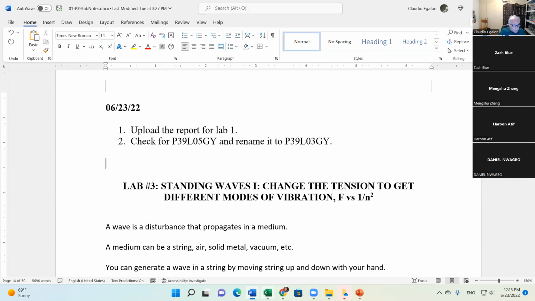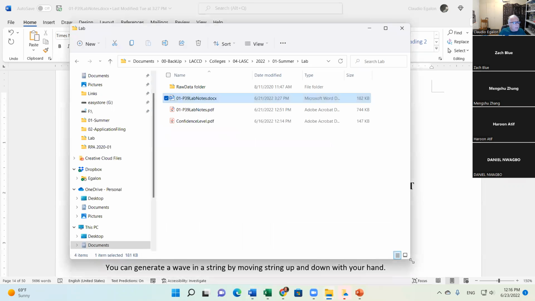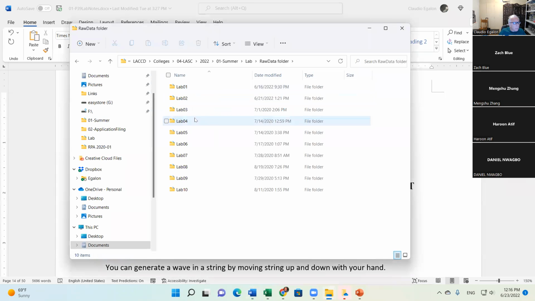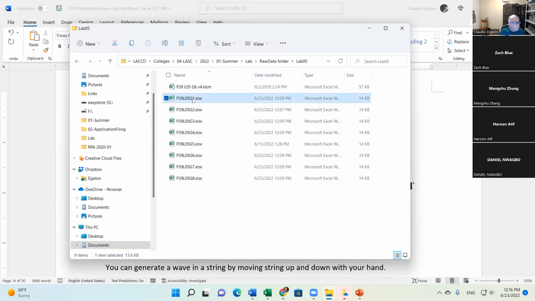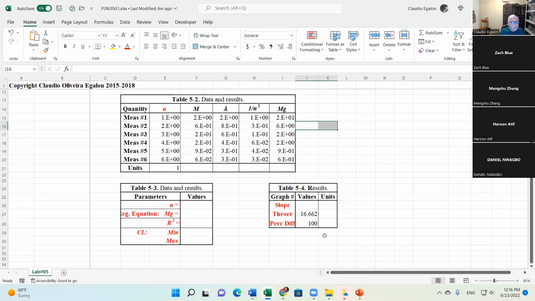And what we're going to do, let's get the lab again. Number 3. What are we going to do? What did we do in this lab, right? Here's the data. So what we are doing in this lab is to change the tension in the string.